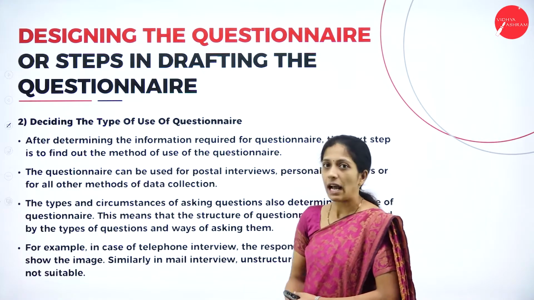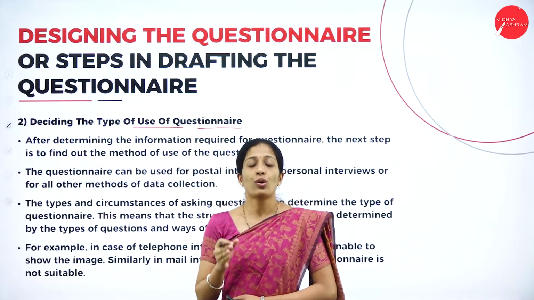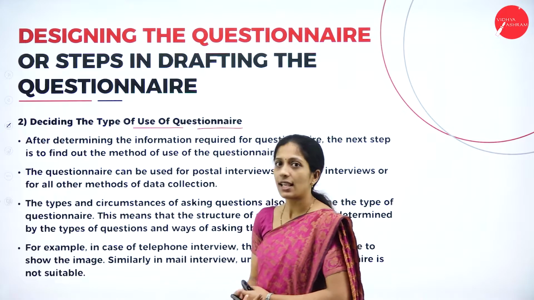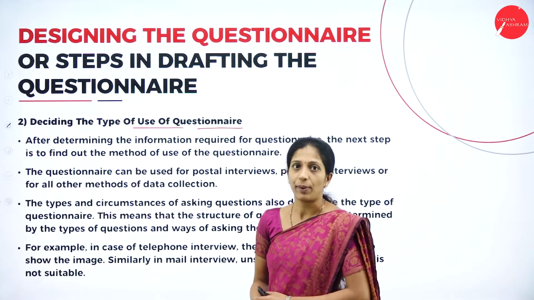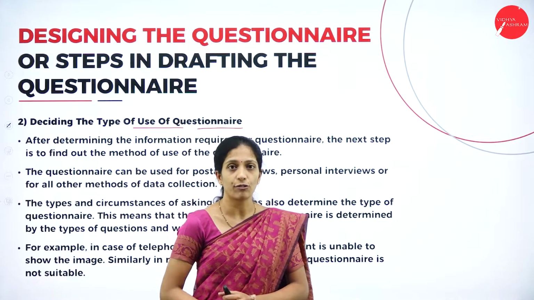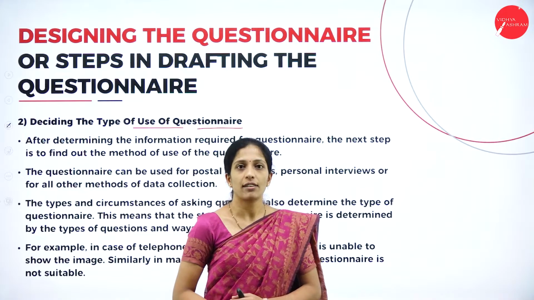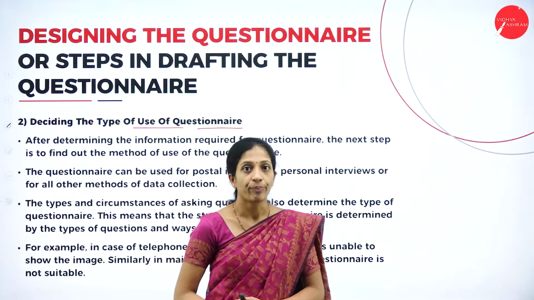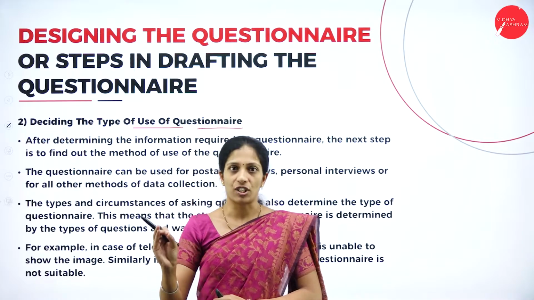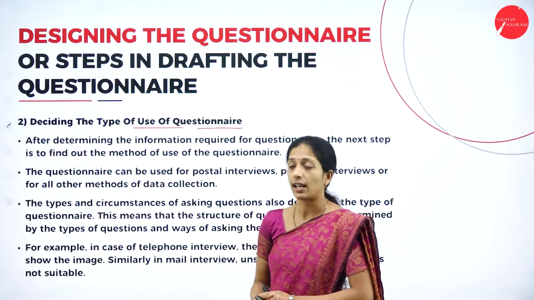Now, the second step is deciding the type of use of the questionnaire. The researcher now knows what information he has to collect by preparing the questionnaire. Now he has to realize what type of questionnaire he has to prepare. We know there are various types of interview, or various ways to collect the information. It may be a personal interview, a telephone interview, a mail interview, or a panel interview also. Each and every type of interview will not suit the same type of questionnaire. Keeping that in mind, the researcher has to know what type of questionnaire he has to prepare.